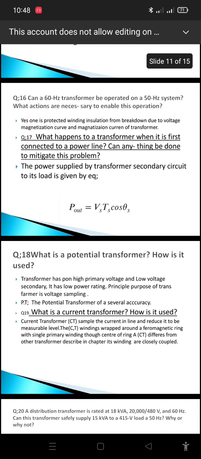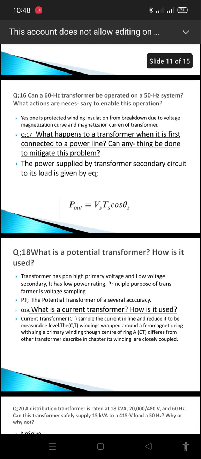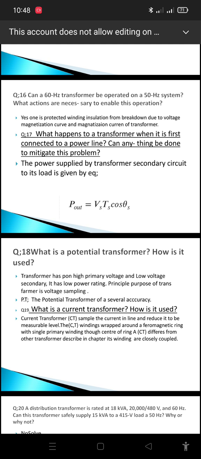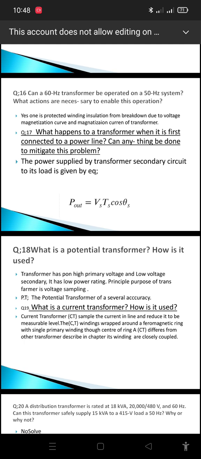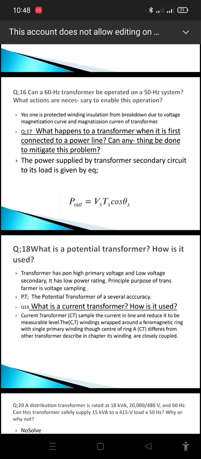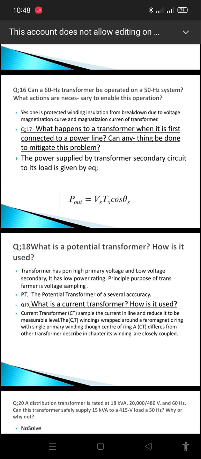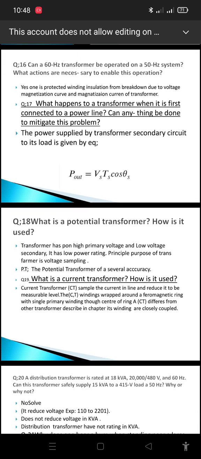What is a potential transformer? How is it used? The transformer has a high primary voltage and a low secondary voltage. It has a low power rating. The principal purpose of the transformer is voltage sampling. The PT, the potential transformer, must be of high accuracy.